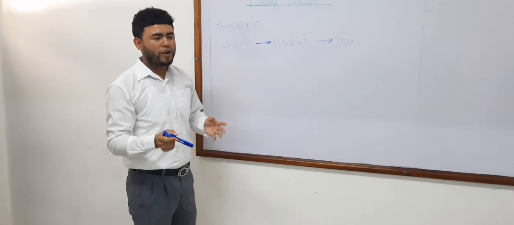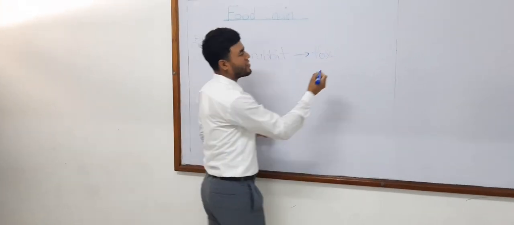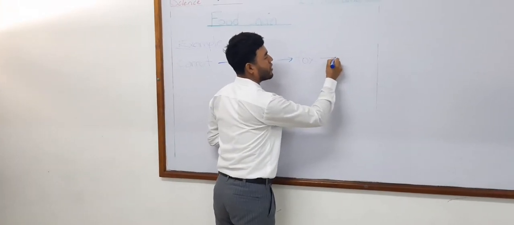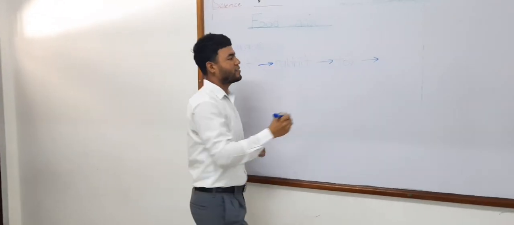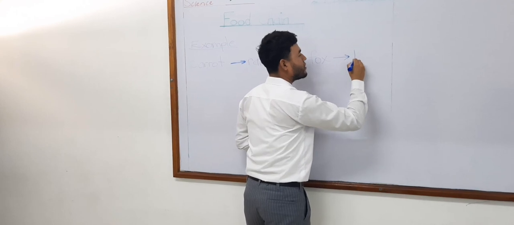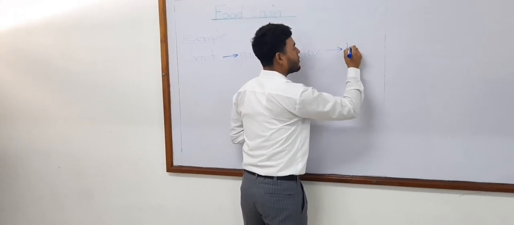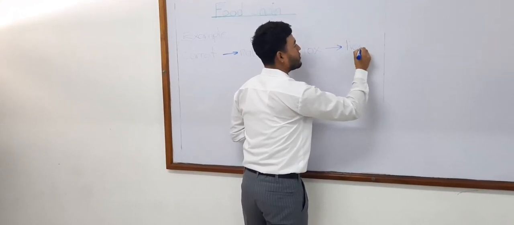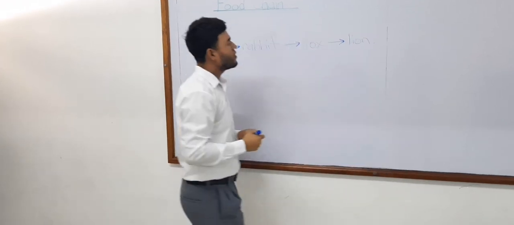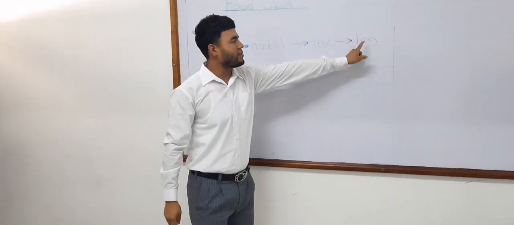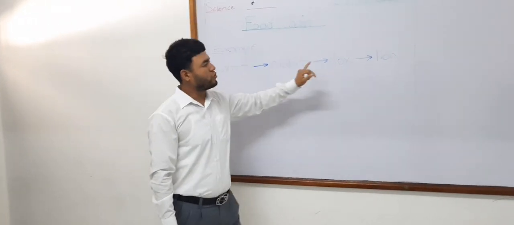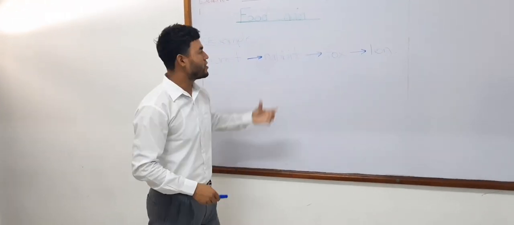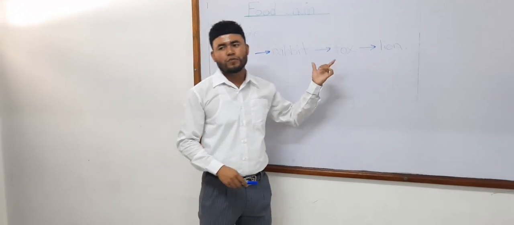And if we go on further, what can we have eating this fox here? Another animal. Good, a lion. Very good. A lion. Right? Now we have one more animal here. How many links are here? 1, 2, 3, 4 links, right? So this will be a 4-link food chain.